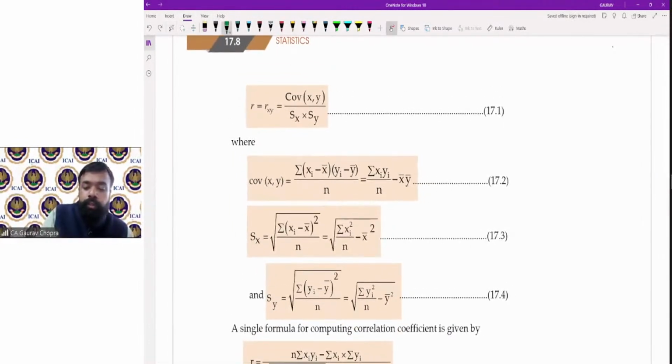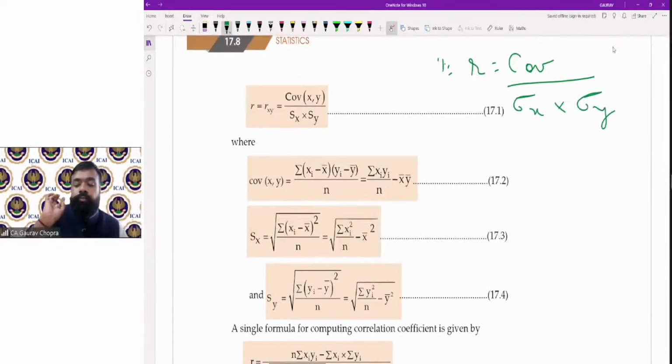So let's write here correlation is equal to covariance upon σx into σy. Covariance divided by σx multiplied by σy. So this becomes the formula. So in order to calculate correlation, you have to find out three values. One is covariance, second is standard deviation of x, and third one is standard deviation of y. So these three values are required.